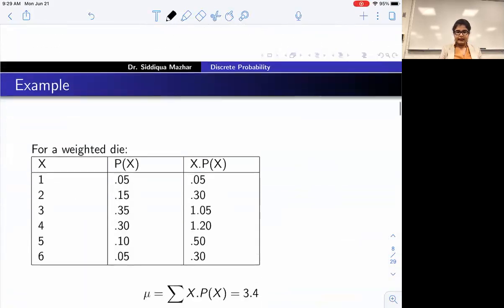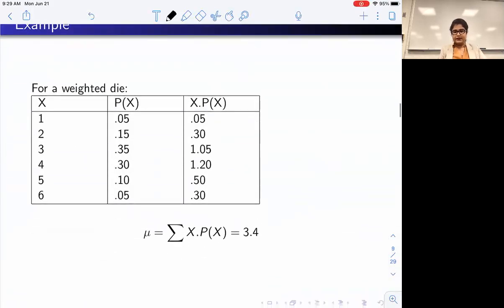For instance, in the weighted die from the previous example, we were given all the probabilities for each outcome 1, 2, 3, 4, 5, and 6. So what we do is multiply x times P of x. For 1 times 0.05, it is 0.05. 2 times 0.15 gives you 0.30. So these are all the calculations. And 3 times 0.35, x dot P of x, gives you 1.05. You have to calculate each of these values.